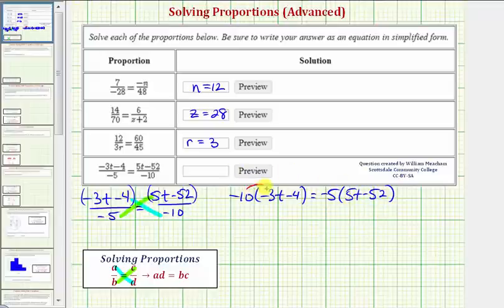And now we'll distribute. Negative 10 times negative 3t, that's positive 30t. Negative 10 times negative 4 is positive 40, so plus 40 equals negative 5 times positive 5t, negative 25t. And negative 5 times negative 52 is equal to positive 260, so plus 260. Notice how here we have variable terms on both sides. So to undo this negative 25t on the right side, we'll add 25t to both sides.